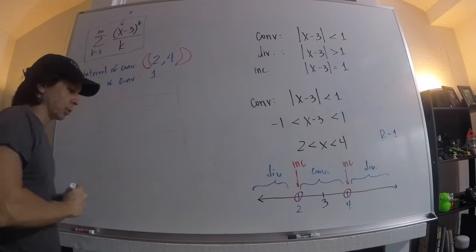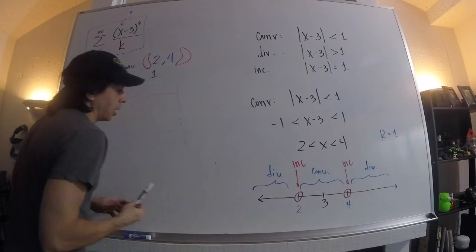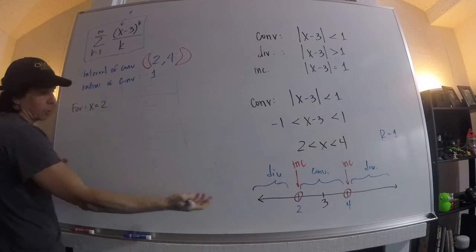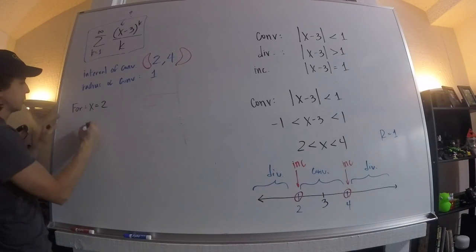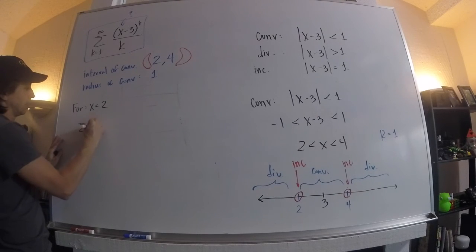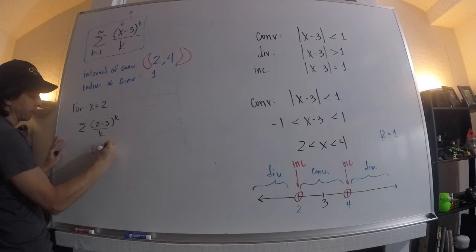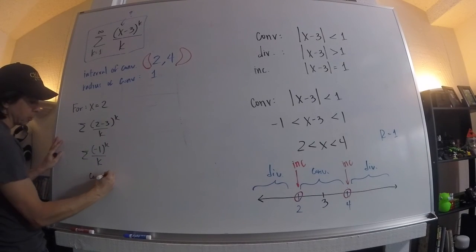We're going to check it manually. In fact, I did it earlier, but let's pretend I didn't and let's work it out. I'm literally going to look at what happens when x is 2, because that's a question mark, inconclusive. I'm going to plug in 2 for x, and let me write it out so you can see your notes: x is equal to 2, so (2 minus 3) to the k over k. That's going to be (-1) to the k over k. It's an alternating harmonic series, and that converges by the alternating series test.